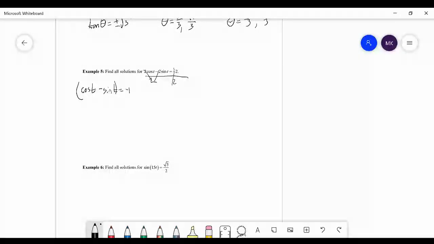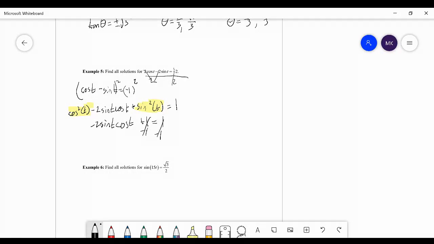Now here's the trick. I'm going to square both sides. Now the right-hand side just becomes positive 1. The left-hand side I have to distribute and use FOIL, and what we end up with is cosine squared t minus 2 sine t cosine t plus sine squared t equals 1. Now what's cool, I have cosine squared t plus sine squared t. What does that equal? That equals 1. So that gives me minus 2 sine t cosine t plus 1 equals 1. Subtract our 1. Negative 2 sine t cosine t equals 0.